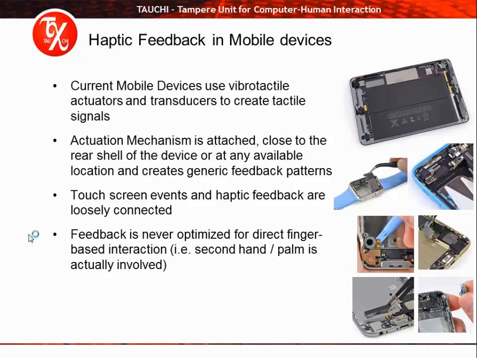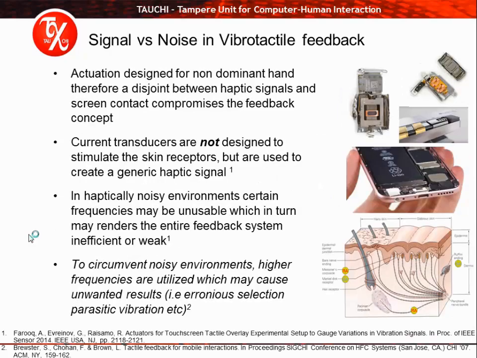The touchscreen events and the haptic feedback are basically loosely connected. So the feedback is never optimized for touch contact points. The actuator is designed basically for the non-dominant hand, as I said. And therefore, the disjoint between the touch points and the feedback can always compromise the haptic feedback.